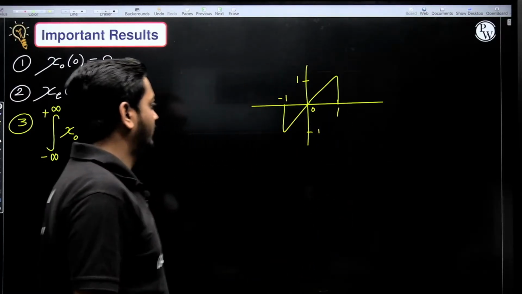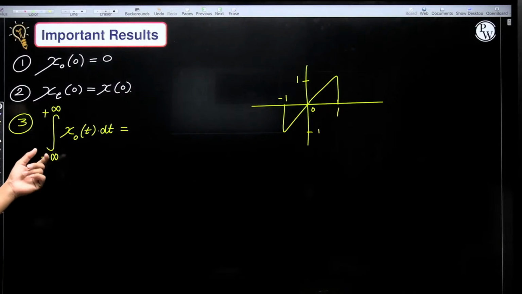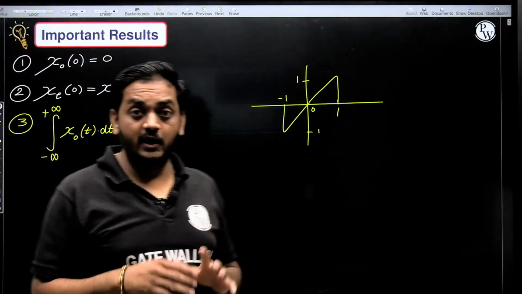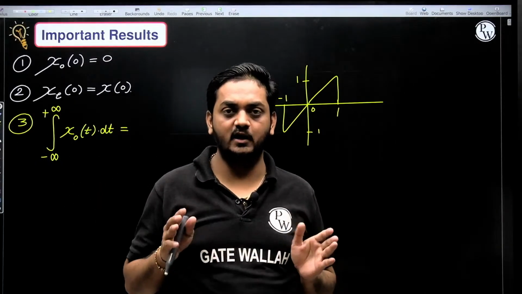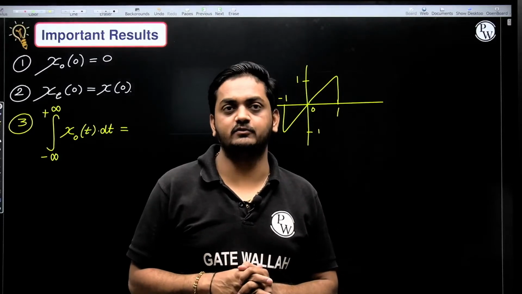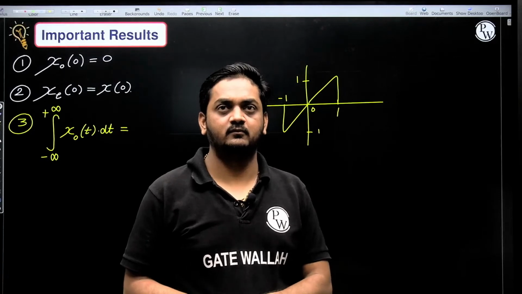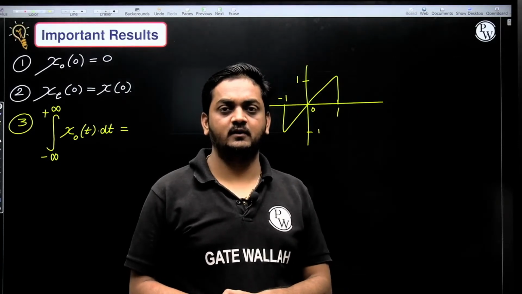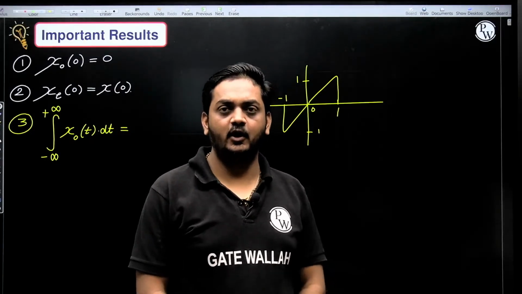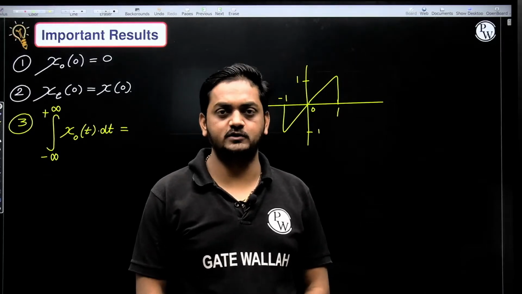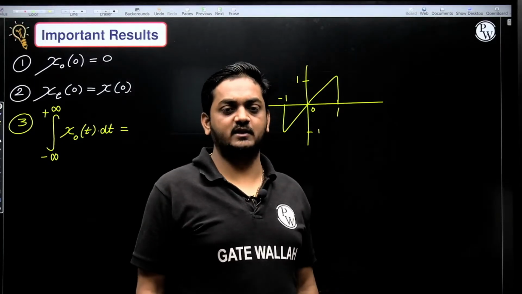The odd signal. What is the area? Integration from minus infinity to plus infinity means the area under the odd signal. What is the total area of the odd signal? 0 or non-zero? Tell me in the comment box, all of you. Area of odd signal is 0 or non-zero? Tell me, each and every student.